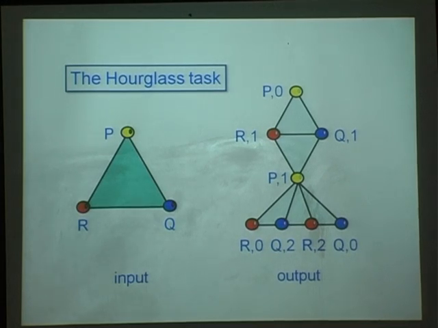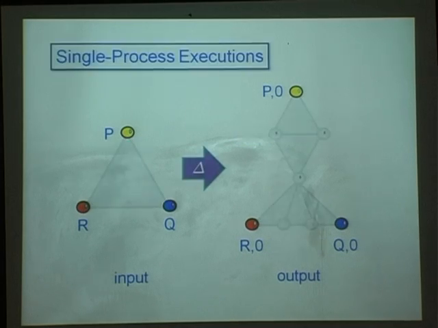This is an example of a task that is invented to cause problems. I'm going to call this an hourglass task, for reasons you can see. It has a fixed input. Every protocol has only one possible input, and it may or may not participate. The output complex looks like this. The rule is that if you're the only one participating, then you end up here. If you're here, you end up here. If you're there, you end up there.